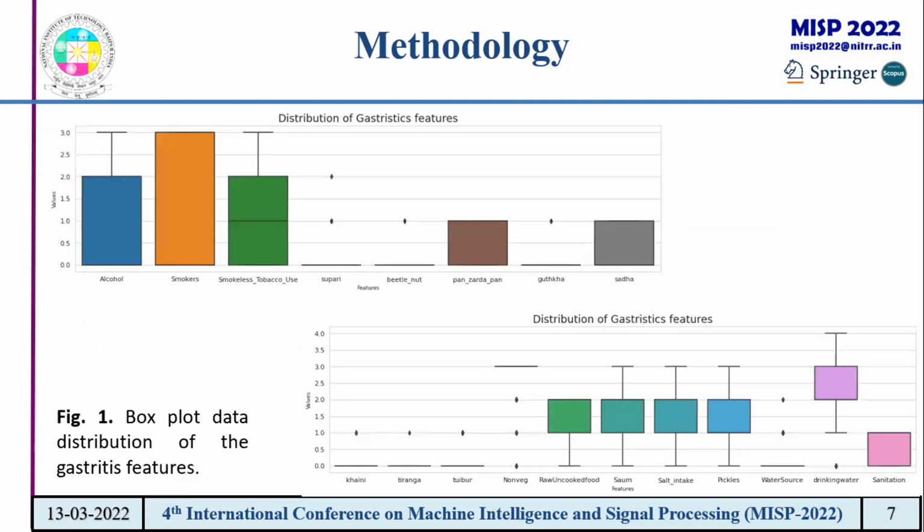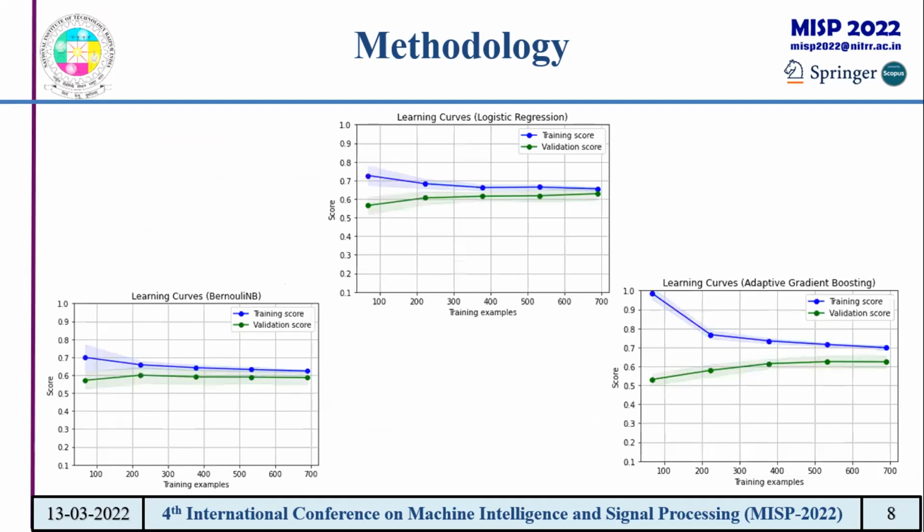So, a box plot of the data distribution. We have the whole set of features here. A few features, like Supari and betel, we don't have because they are discrete in nature. For the features which don't have whiskers, the lower quartile is equal to the minimum, as in alcohol, and even for smoker we can see the lower quartile is equal to the minimum. So we didn't have whiskers, and the upper quartile is equal to the maximum. So we didn't have whiskers in certain features.